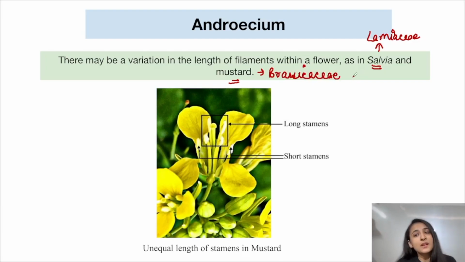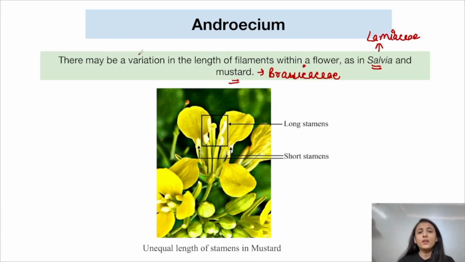So members of Brassicaceae and Lamiaceae families always show these kinds of variations in the lengths of their filaments within a flower. Okay, usually the members of the same family, be it family Fabaceae or Brassicaceae, Lamiaceae, Liliaceae, the members of any family would always be sharing the same characteristics.